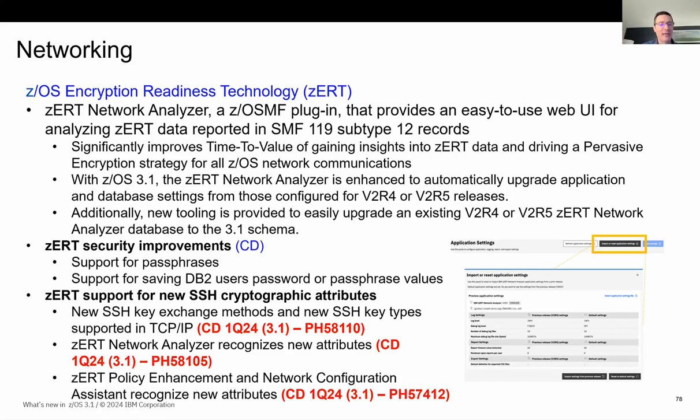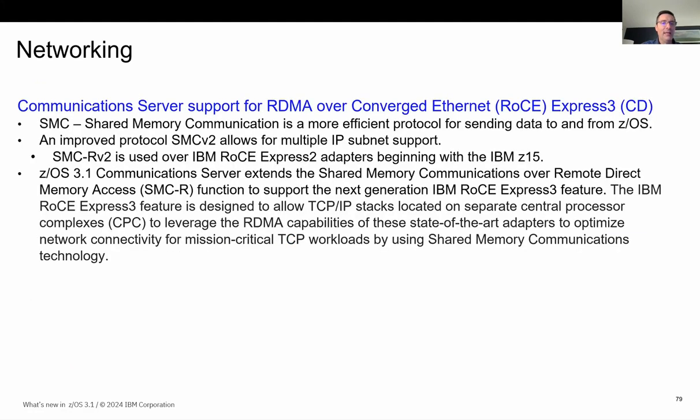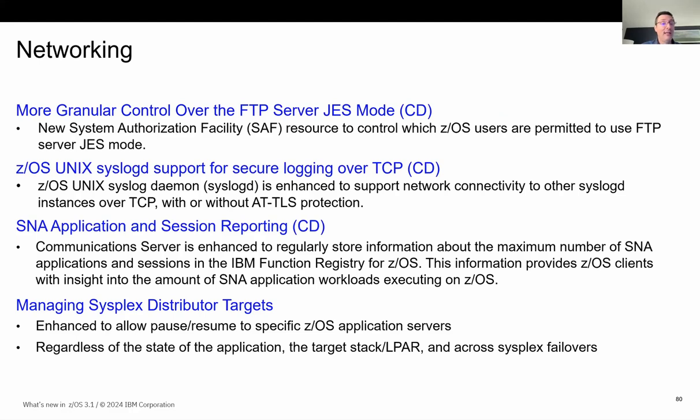We support new cryptographic attributes and methods, and we also have improved the security of the database and allow you to have additional capabilities for, again, z/OS, the ability to visualize the encryption traffic coming to and from z/OS, right? And so additional capabilities for supporting new cryptographic attributes. This slide basically says that Comm Server fully supports the new RoCE Express3 card. And so I'll just skip over that.